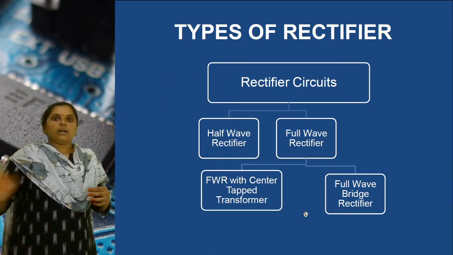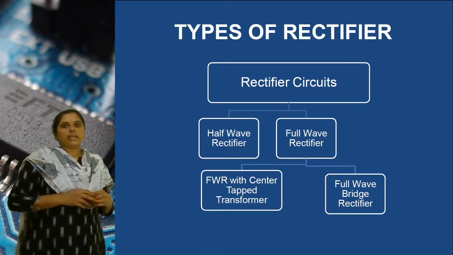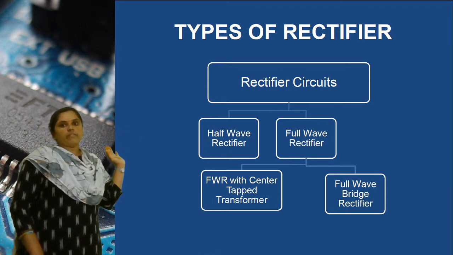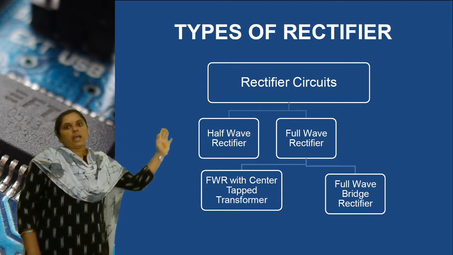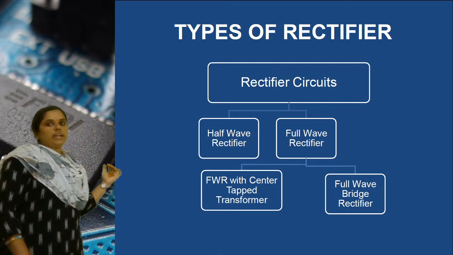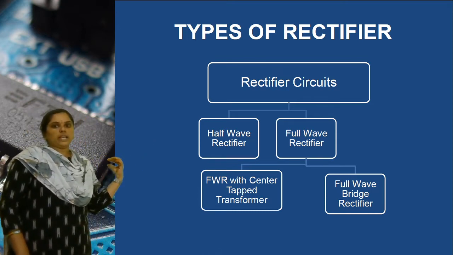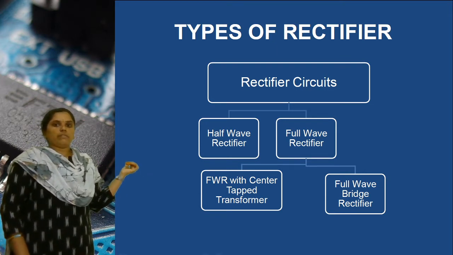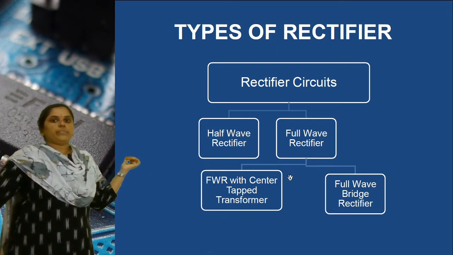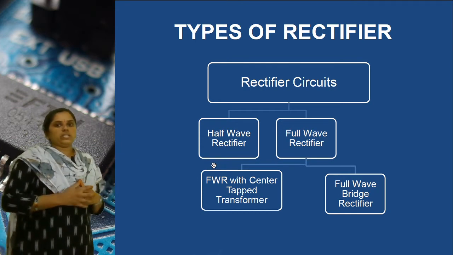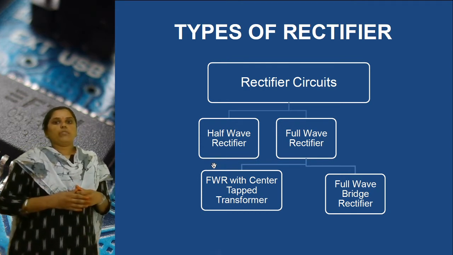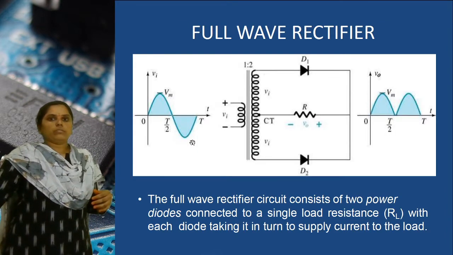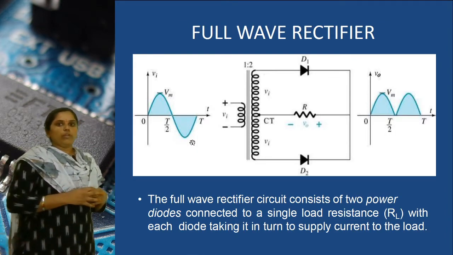Next, this is the classification of rectifiers. Rectifiers are classified into two types: the half wave rectifier and the full wave rectifier. Again, full wave rectifiers are classified into two types: the full wave rectifier with a center tapped transformer and the full wave rectifier with a bridge rectifier. In the previous session we already explained the half wave rectifier, so today we discuss the full wave rectifier.